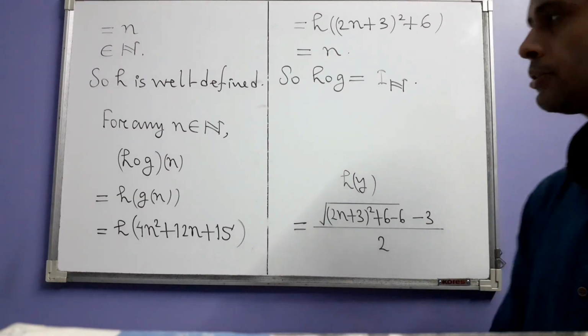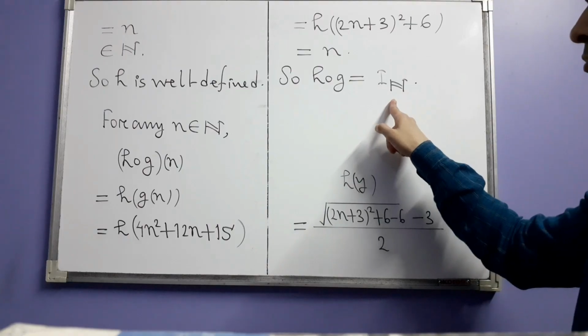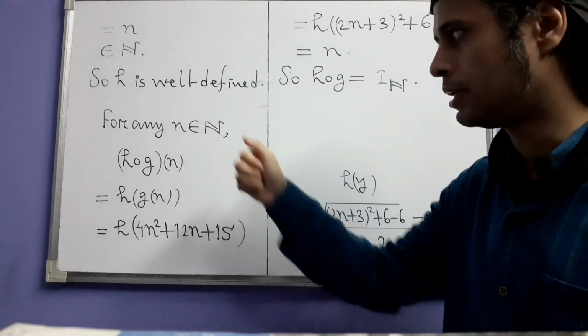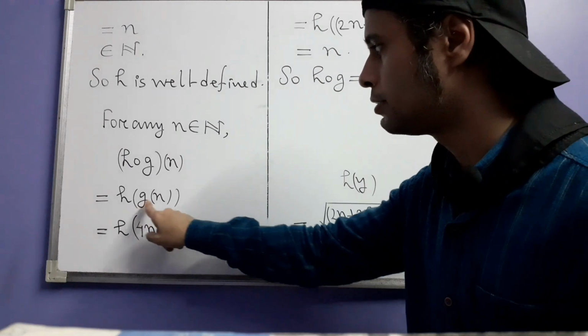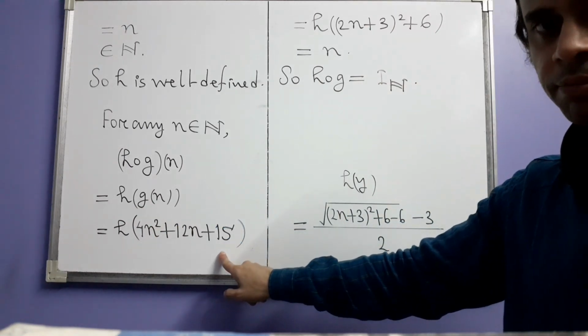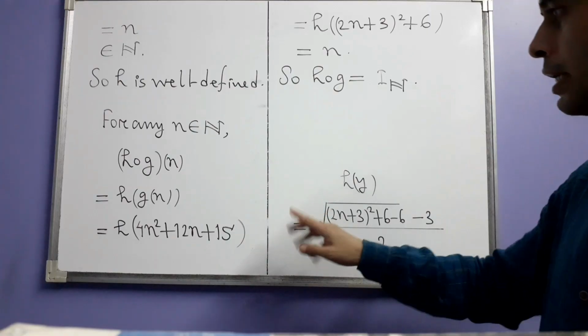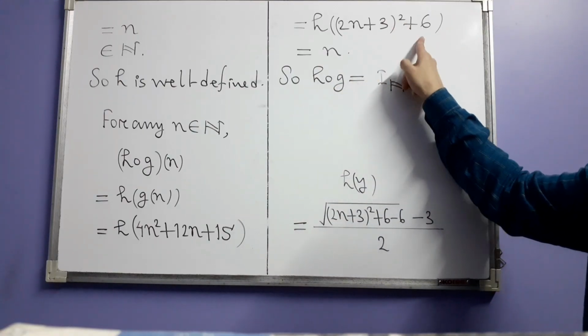So first we show that H composition G is the identity function on N, and for that we take any element in N and apply H composition G on that element. So that is H of G of n, and G of n by definition is 4n square plus 12n plus 15. But that is equal to, you already know, the square of 2n plus 3 plus 6.